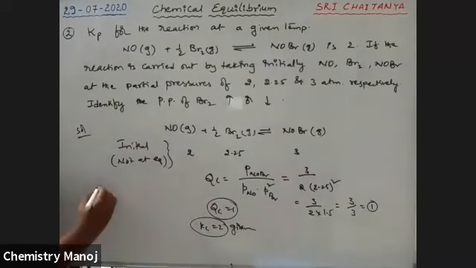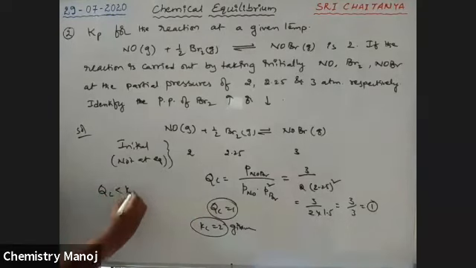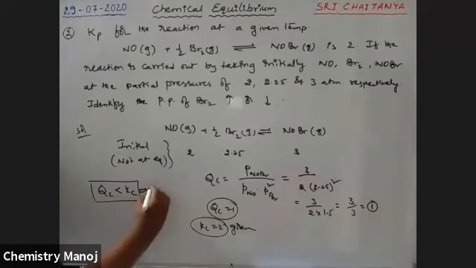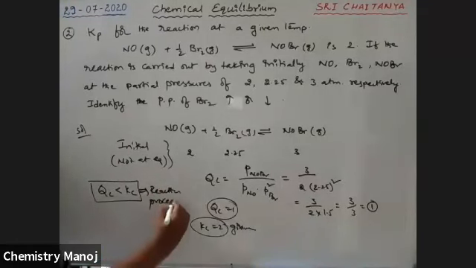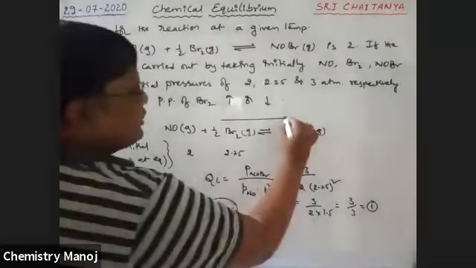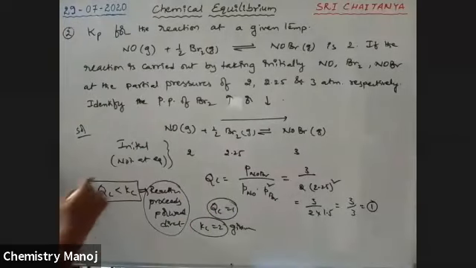Here Qc is less than Kc. Therefore, in this case, the reaction proceeds in the forward direction. This is the direction of the reaction because Qc is less than Kc.